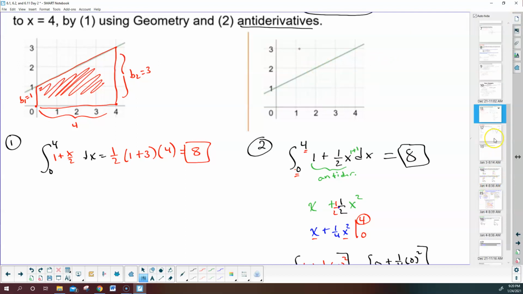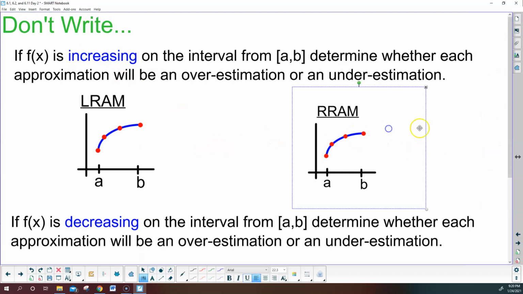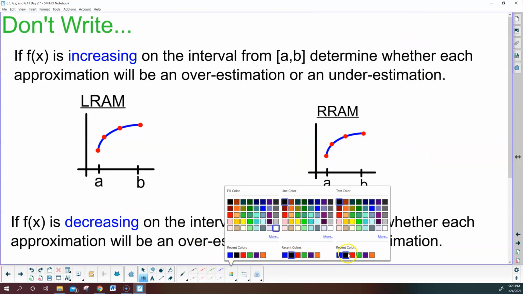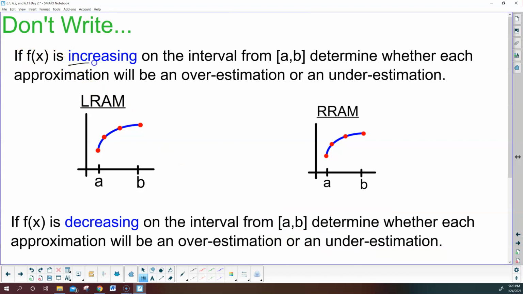All right, the next couple slides, I just want to quickly talk about, don't write these, but let's think about what we know about something called over versus underestimation. So let's take this example. If f is increasing on the interval from a to b, determine whether the approximation will be an overestimation or an underestimation for each RAM.